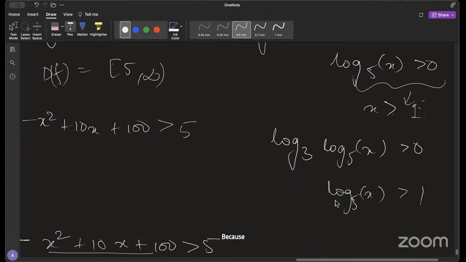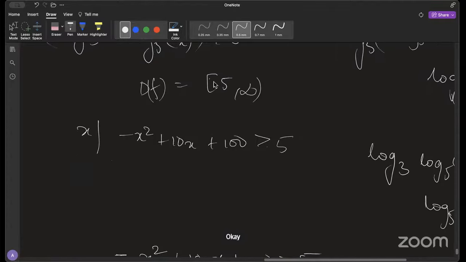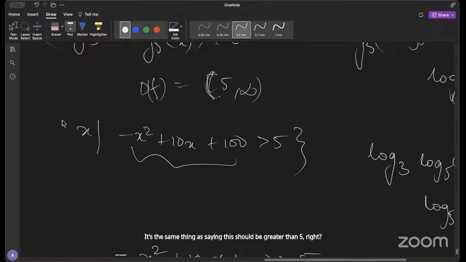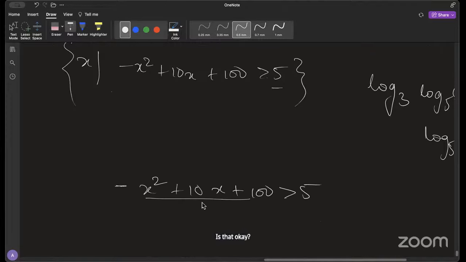Because that has to be strictly greater than 0. Okay, let's exclude 5 then. Fine. So if this is your domain of F and you want x such that G(x), this is G(x), right? G(x) should be in this interval 5 to infinity. That means it's the same thing as saying this should be greater than 5, right? So you want x such that this expression is greater than 5. Is that okay? That's how you get this.